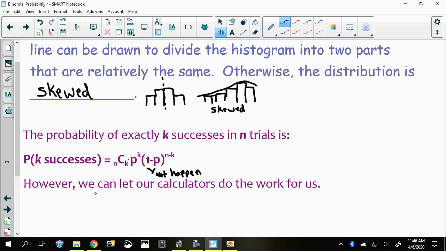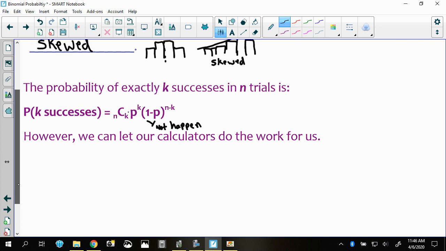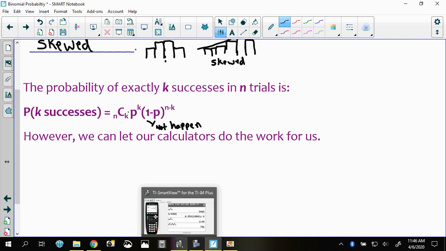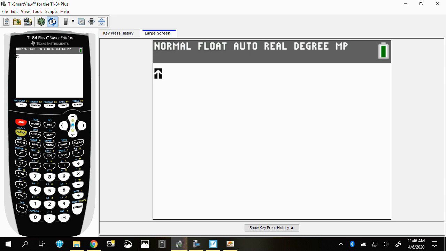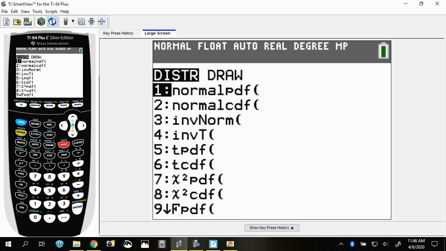Okay, now we can let the calculator do the work for us because our calculators are wonderful. So in this case, we are going to need to go into the second vars. So at this point, I'm going to pull up a calculator. So if we go into second and the vars key. It's next to the clear key. You'll see normal PDF, normal CDF. We don't want normal. We want the one that says bi.